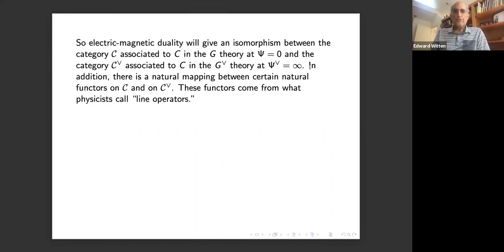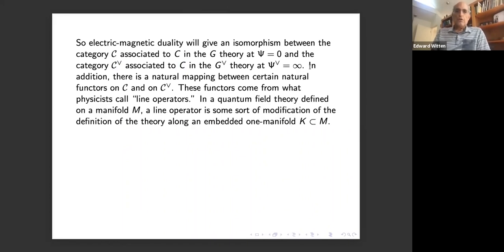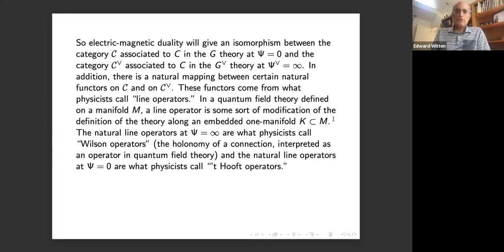These functors come from what physicists call line operators. So in a quantum field theory defined on a manifold M, in general, a line operator is some sort of modification of the definition of the theory along an embedded one manifold K in M. So the natural line operators at psi equals infinity in the jargon of physicists are Wilson operators. The Wilson operator is just the holonomy of a connection interpreted as an operator in quantum field theory.